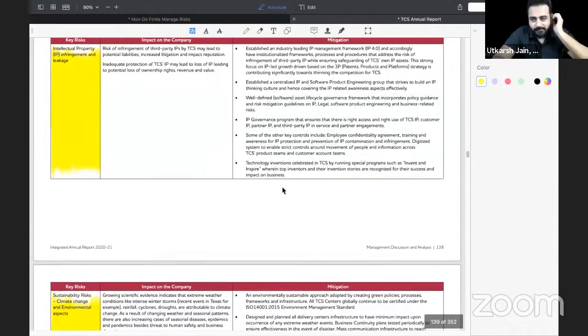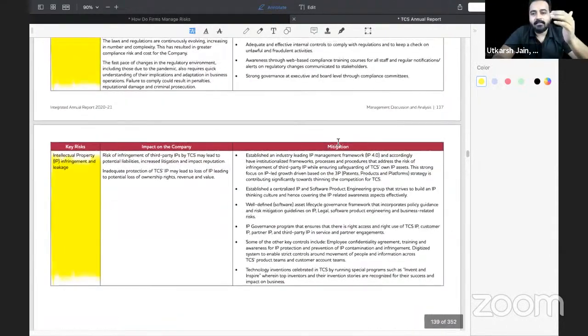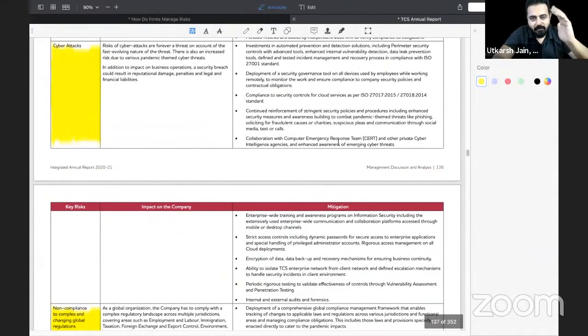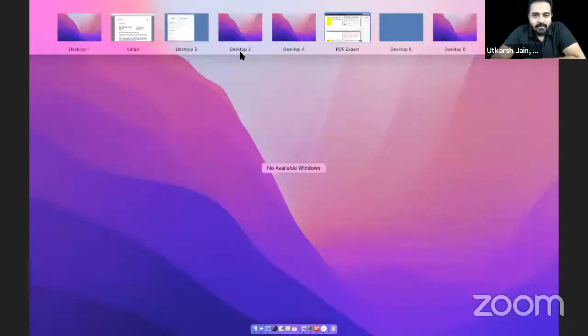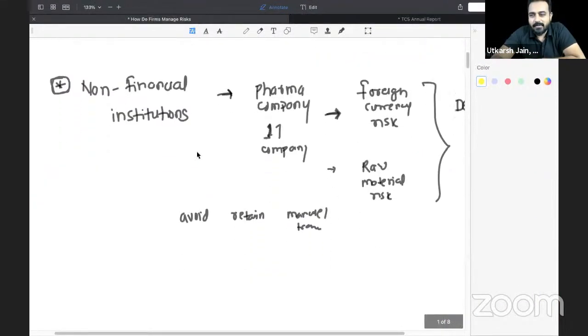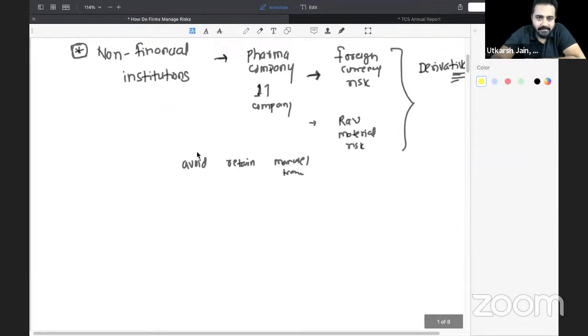And I'm sure this is just their reporting framework; their internal documentation, systems and processes will be really, really robust. So what we learned from this is that today risk management is an integral part of the business, and every firm spends resources, energy and time in building those processes. So this was about a non-financial firm. We read their risk management disclosure.